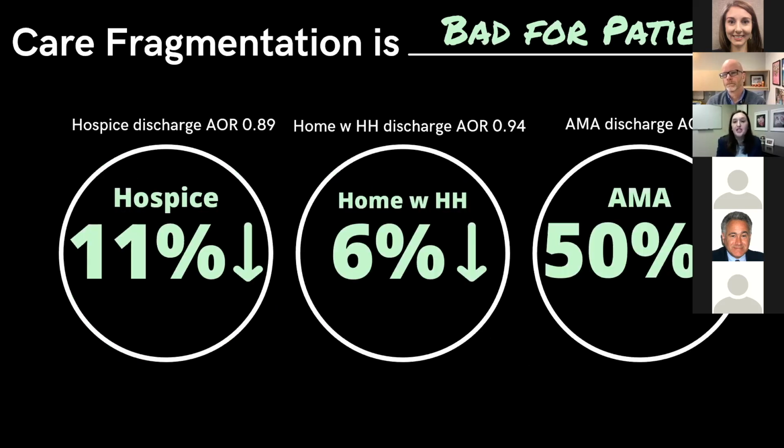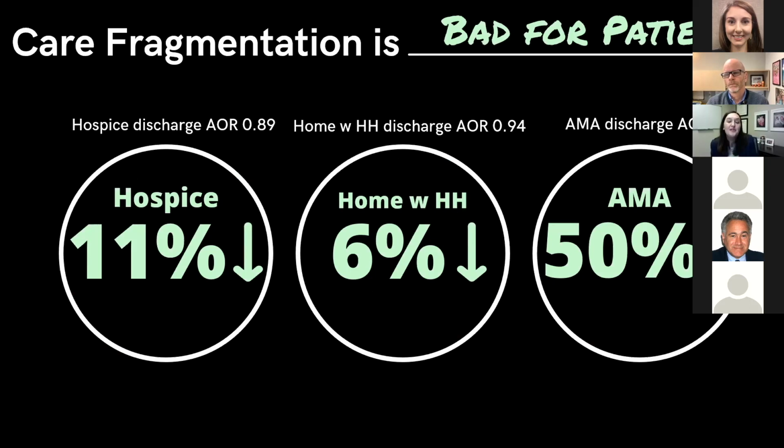For beneficiaries without Alzheimer's disease, we observed 11% lower odds of discharge home or discharge to hospice, 6% lower odds of discharge home with home health, but 50% increased odds of leaving AMA from the readmission. And this is all in fragmented readmissions compared to non-fragmented readmissions.